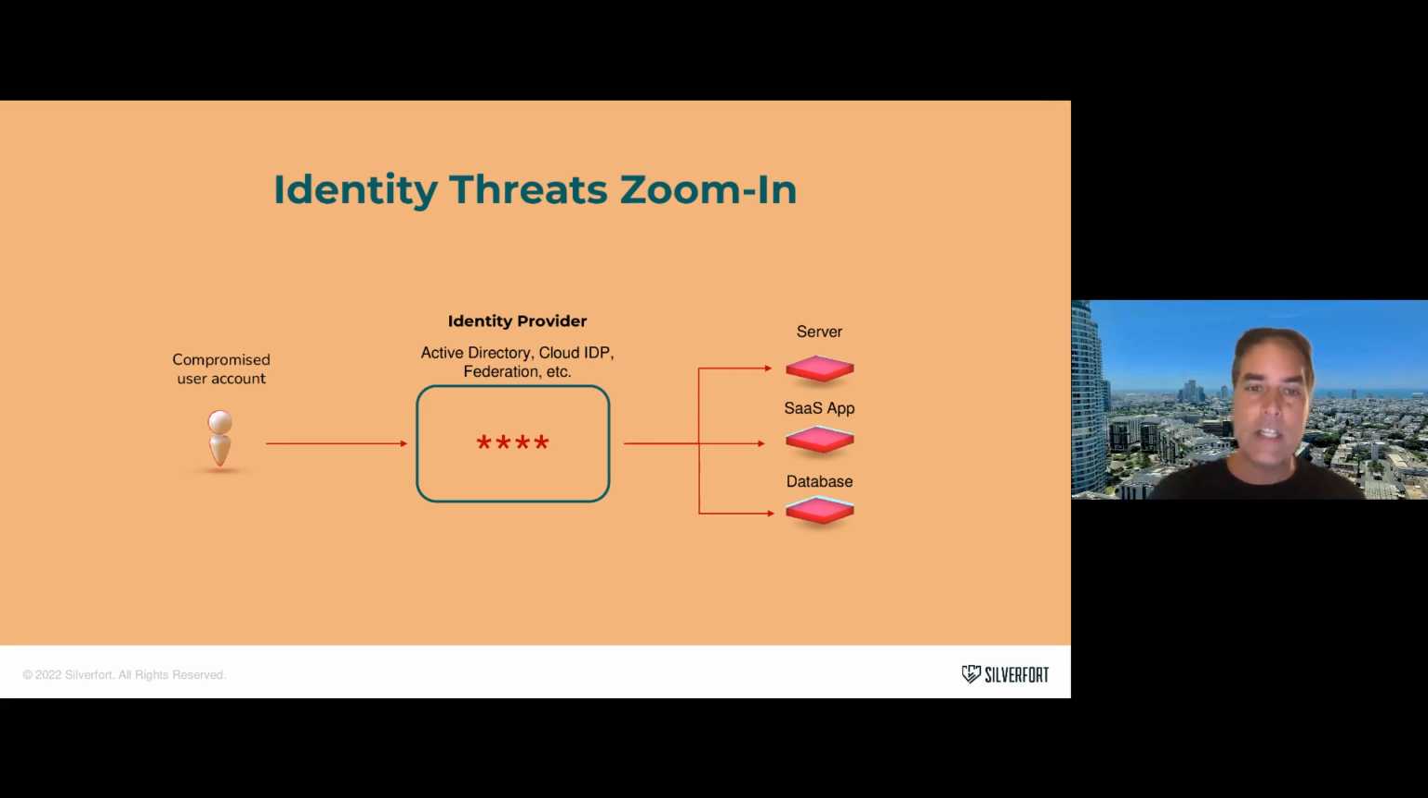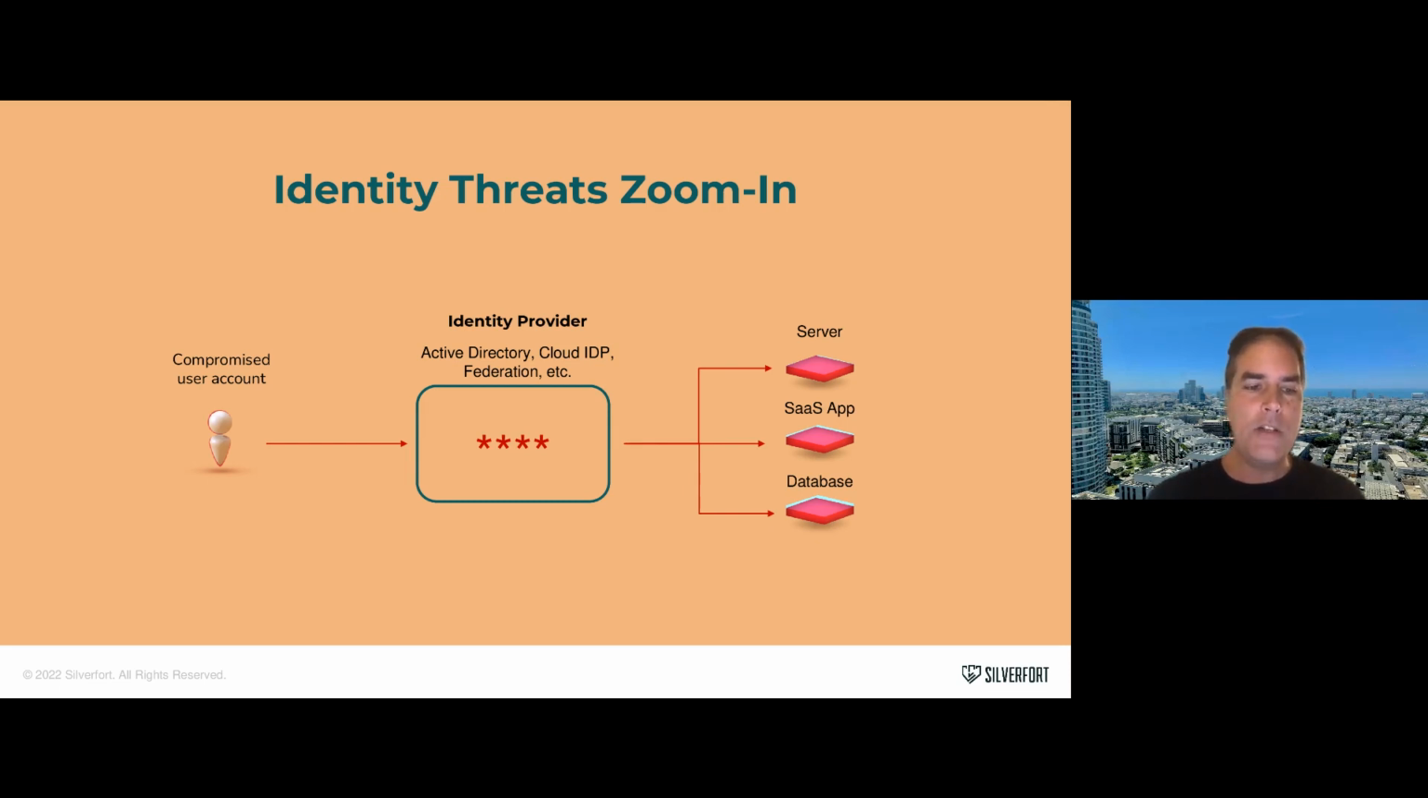They are successfully authenticating to the identity provider, right? They're providing the correct username and password. And so they are able to successfully get into your network, even though it is, in fact, a malicious attack. They're able to get access to the server. They're able to get access to your SaaS apps. They're able to get access to the database. This is really the common thread between all of the identity threats in the environment.